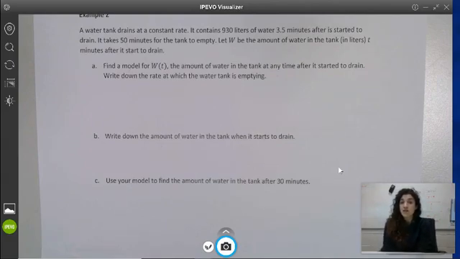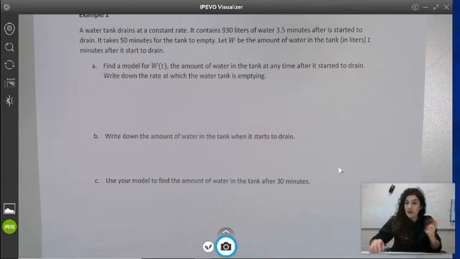It says it contains 930 liters of water 3.5 minutes after it starts to drain. It takes 50 minutes for the tank to empty. Let W be the amount of water in the tank, T minutes after it starts to drain.